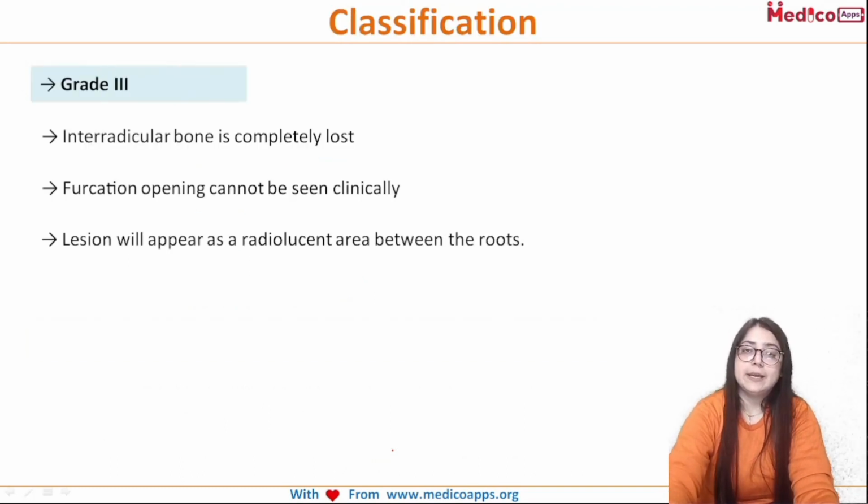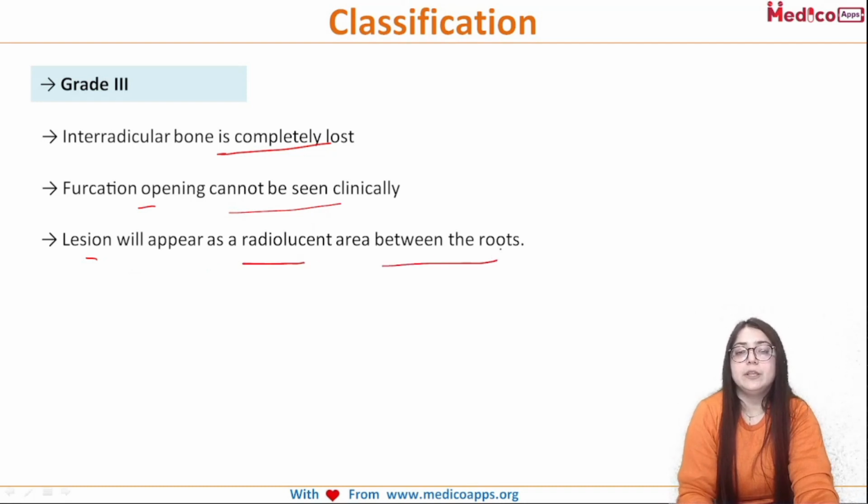Then coming on to grade 3. Interradicular bone is completely lost in grade 3 of furcation involvement. The furcation opening cannot be clinically seen. Now the lesion will appear as a radiolucent area between the roots. So they are talking about the radiographic appearance of grade 3.